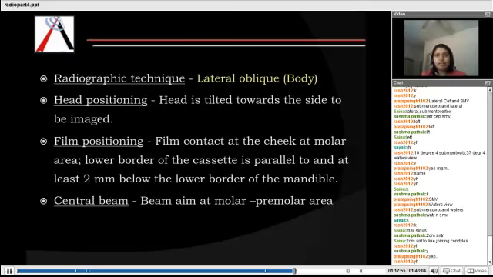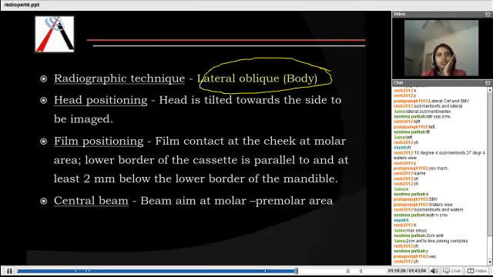Then you have the lateral oblique body. When we talk about the lateral oblique, we have different positions from wherein we can pass the X-ray beam. Depending on that, we have the types. So first one is body, wherein the head is tilted towards the side to be imaged. So the best way is you can keep your hand, and this is how you remember the lateral oblique.